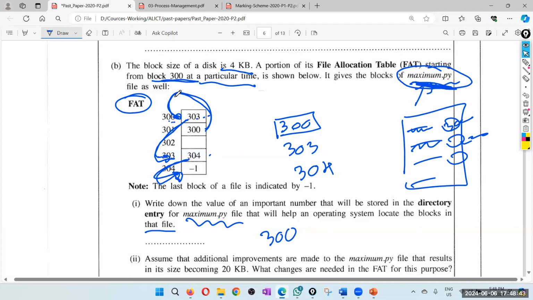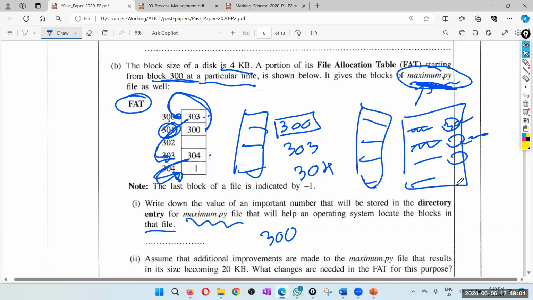From 301, it must go to 300. From 300, it must go to 303. From 303, it must go to 304, and that's it. So therefore, what is the important entry that your operating system must keep track of? 301 for this file. Similarly, for another file, there will be another table like this.